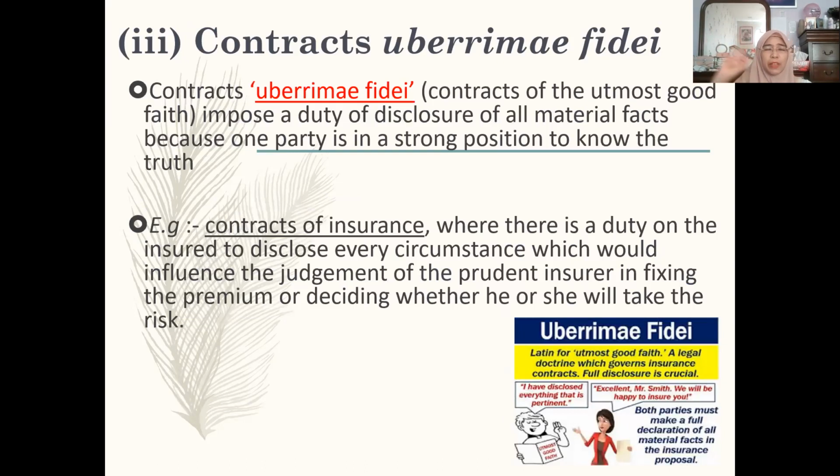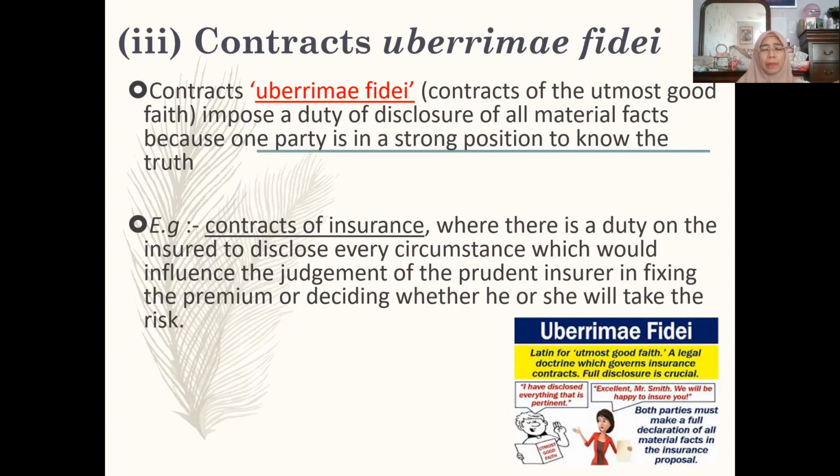The third one, specific contracts. Contracts uberrimae fidei. It means contracts of the utmost good faith. And this kind of contract imposes a duty of disclosure of all material facts. Because why? One party is in a strong position to know the truth. That's why he has the duty to disclose all important facts here. So the very common, typical example of contracts uberrimae fidei here is contracts of insurance, between the insurer company and the assured, the client here.